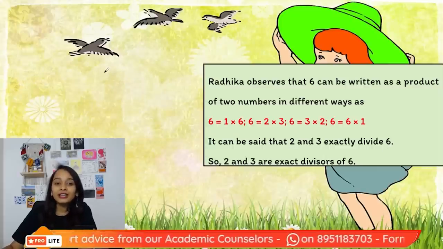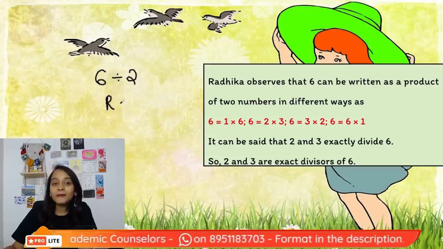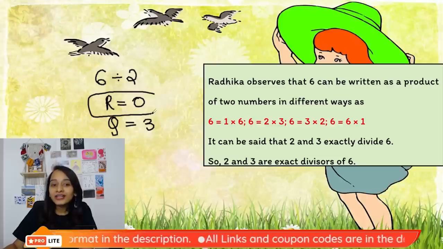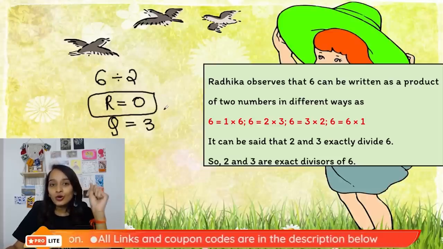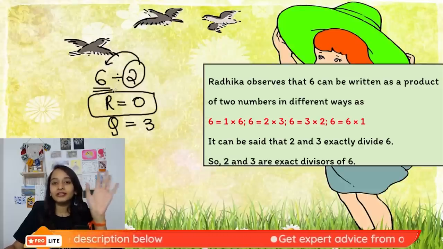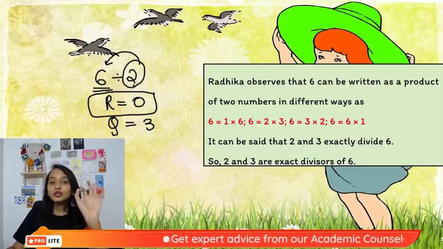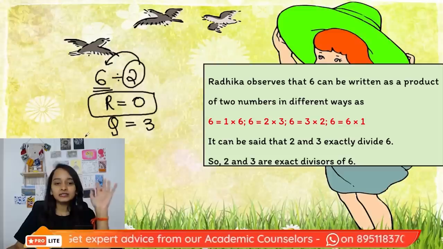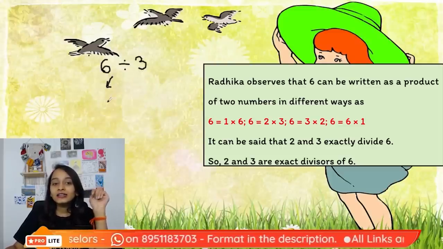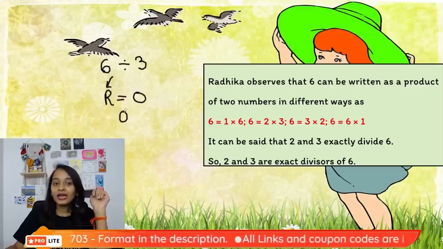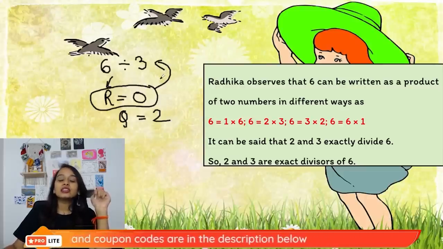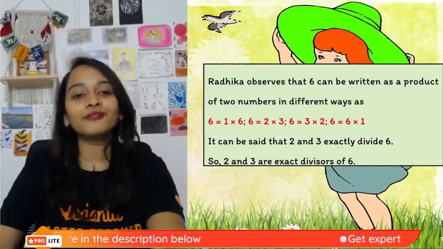That means, when you divide 6 by 2, the remainder is 0. The quotient is 3. Since when you're dividing two numbers the remainder is 0, you can say that the divisor is an exact divisor of the dividend, which is 6. You can say that 2 is an exact divisor of 6. Same thing can happen with 3. 6 divided by 3 leaves the remainder as 0 and quotient as 2. Since the remainder is 0, you can say that 3 is an exact divisor of 6.